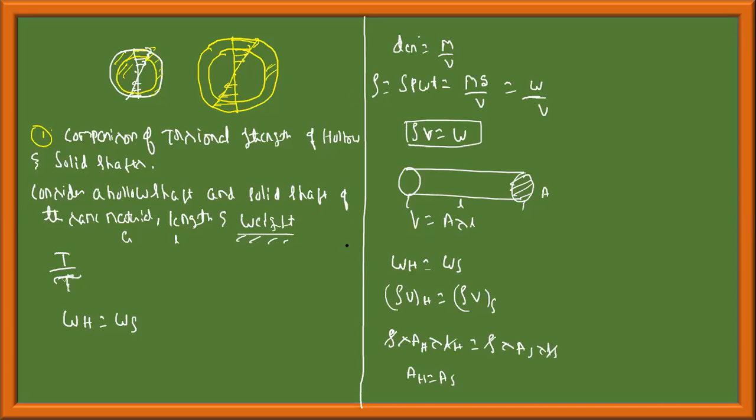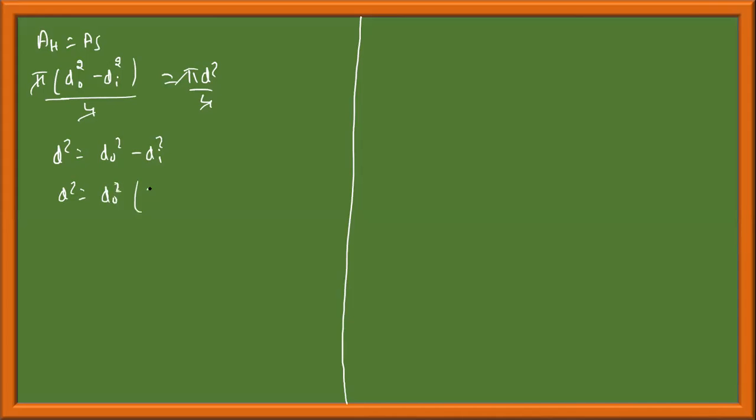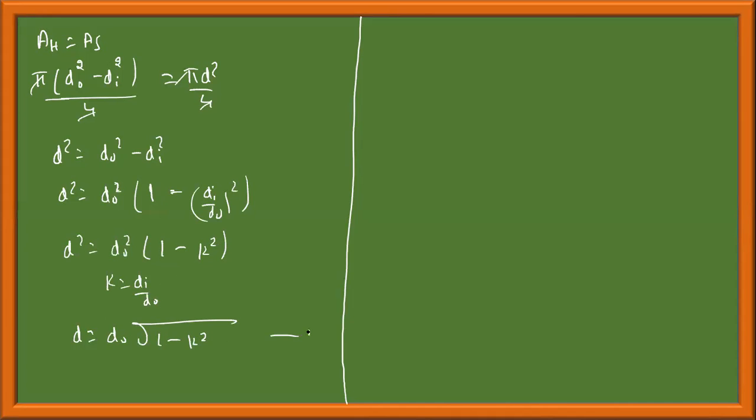Next, area of hollow shaft is equal to area of solid shaft. Area of hollow shaft is pi by 4 into d naught square minus di square, which is equal to pi d square by 4, the area of solid shaft. Pi by 4 cancels, so d square is equal to d naught square minus di square. Taking d naught square common, d square is equal to d naught square into 1 minus di by d naught the whole square, that is, d naught square into 1 minus k square, where k is equal to di by d naught. Or d is equal to d naught root 1 minus k square. I will call this as equation 1.